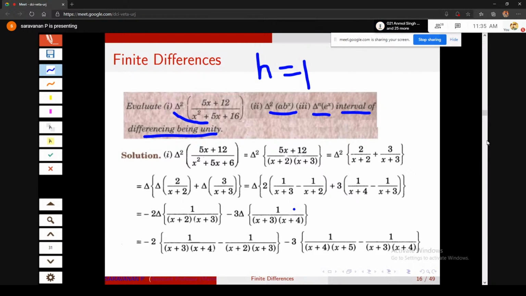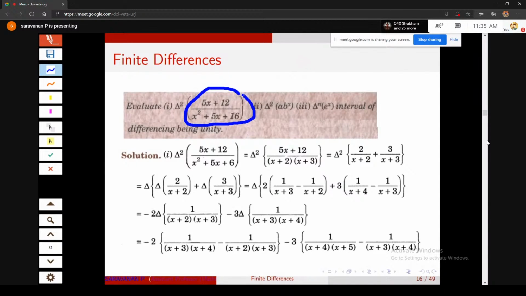h is 1. First, you rewrite this (5x plus 12) upon (x square plus 5x plus 6) in terms of partial fractions. Factorize it as x plus 2, x plus 3, and write A by x plus 2 plus B by x plus 3. You will get A equal to 2 and B equal to 3. This is partial fraction. Then delta square, you write as delta into delta. One delta, you write as it is. Another delta you apply. So you'll get delta of 2 by x plus 2 plus delta of 3 by x plus 3. Now what is the definition?